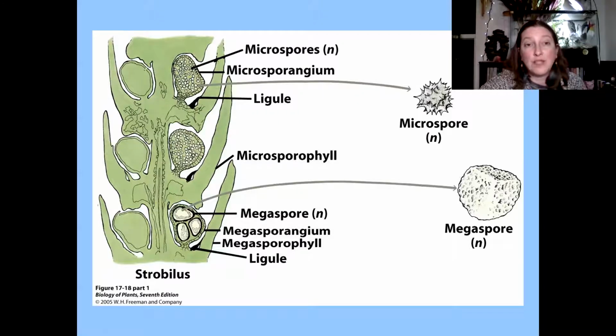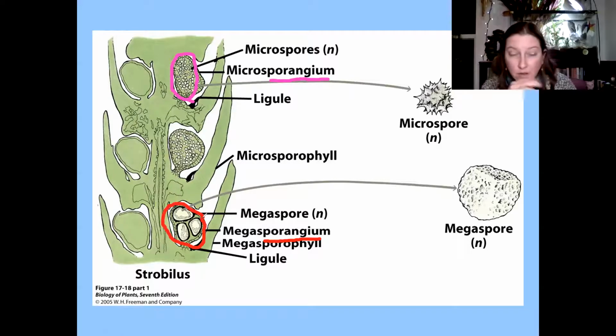So if a sporangium makes microspores, we call it a microsporangium. If a sporangium makes megaspores, we call it a megasporangium.